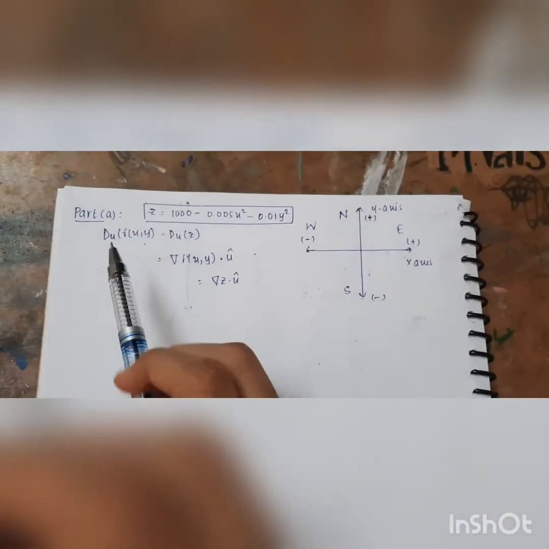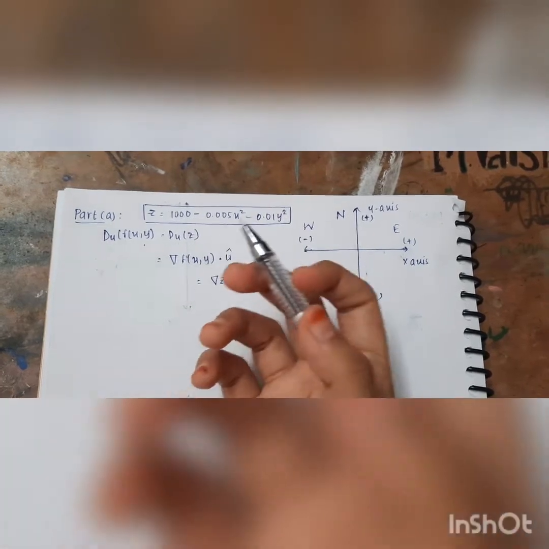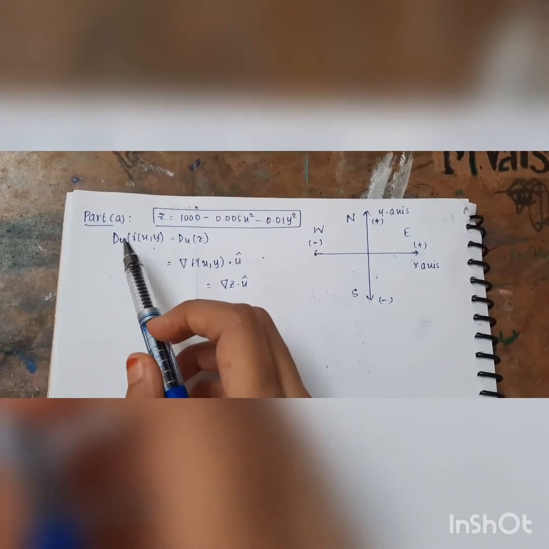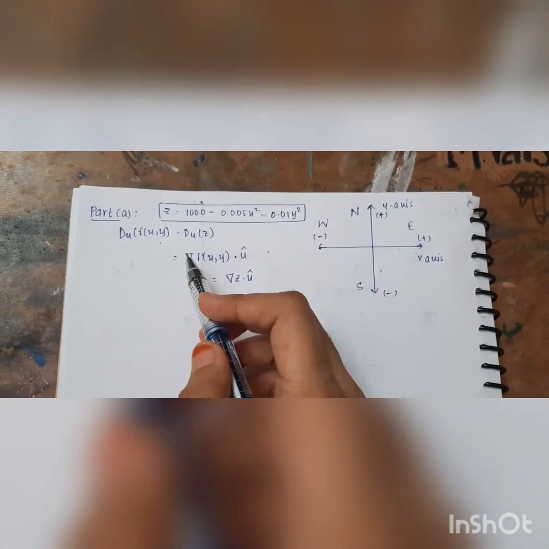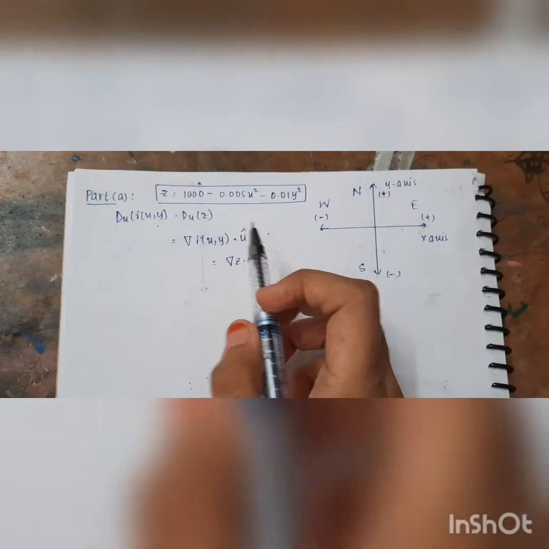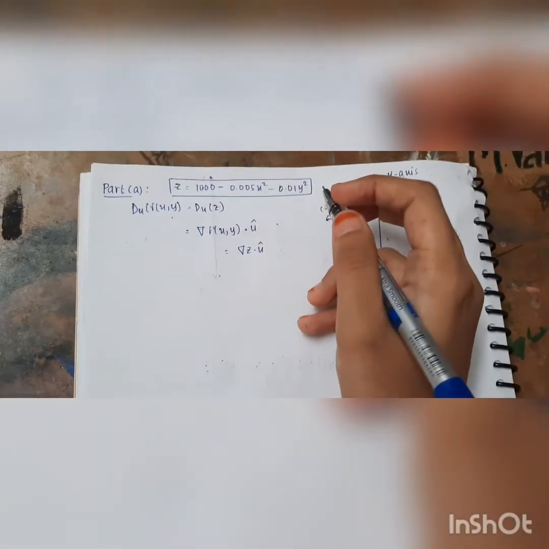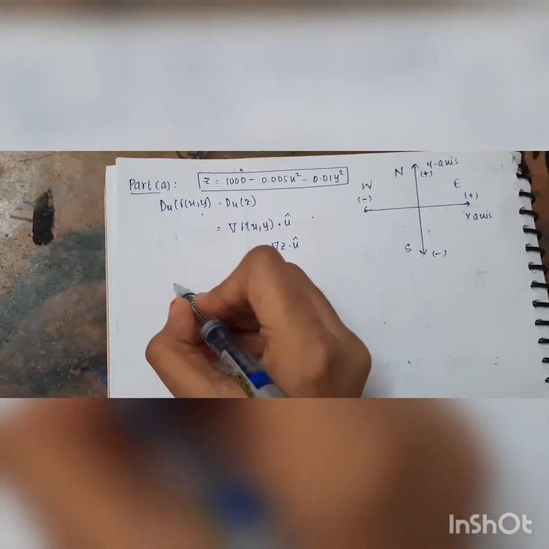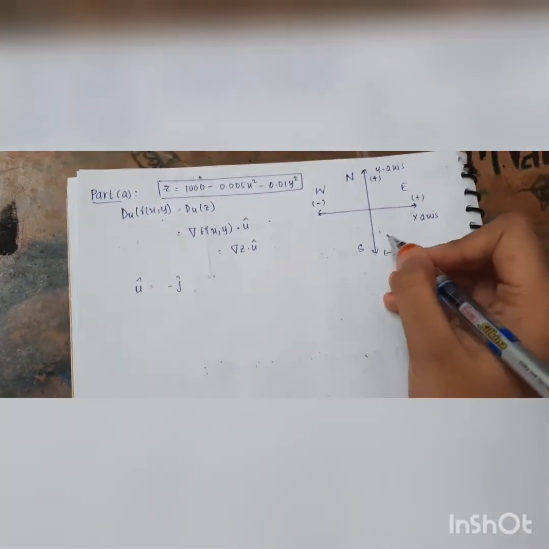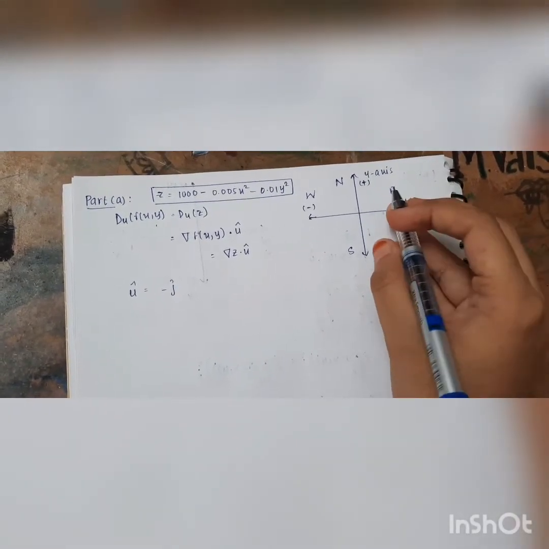To solve part A of the question, we have to find out the rate and whether we ascend or descend the hill. For that, we need to find out the directional derivative of the function, that is nothing but the dot product of the gradient of the function and the unit vector in the direction in which we are moving. So we know that the unit vector would be minus j cap, as we are moving due south, and south is the negative direction of the y-axis.